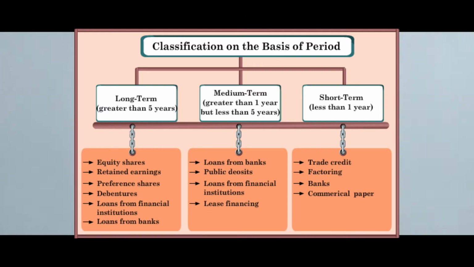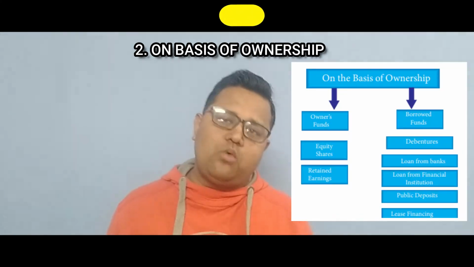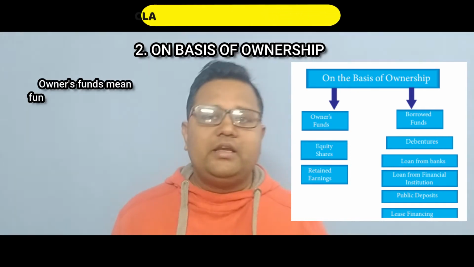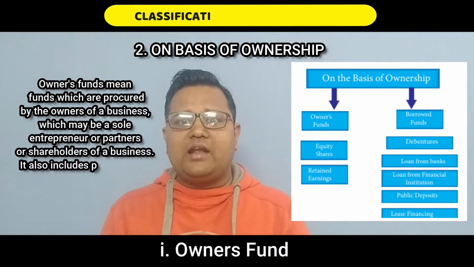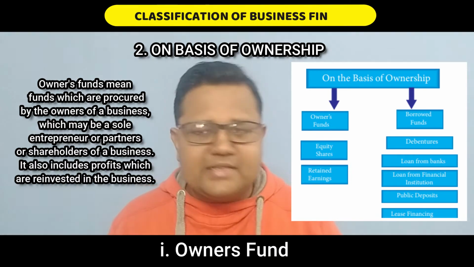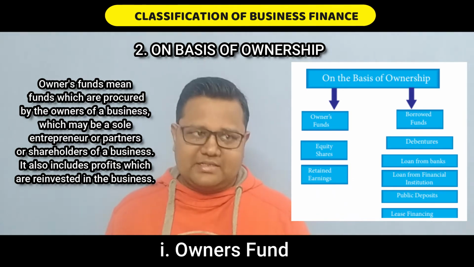Next is classification on basis of ownership. On basis of ownership it is classified into two categories. Number one, owner's fund, and number two, borrowed fund. Owner's fund means fund collected from the owner of the business. Example equity shareholders, retained earning, etc.